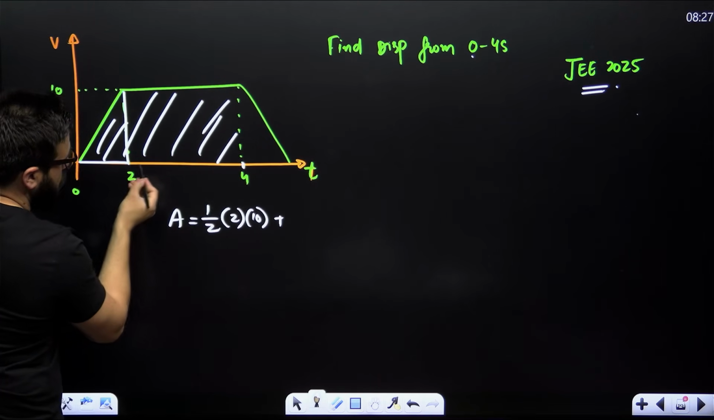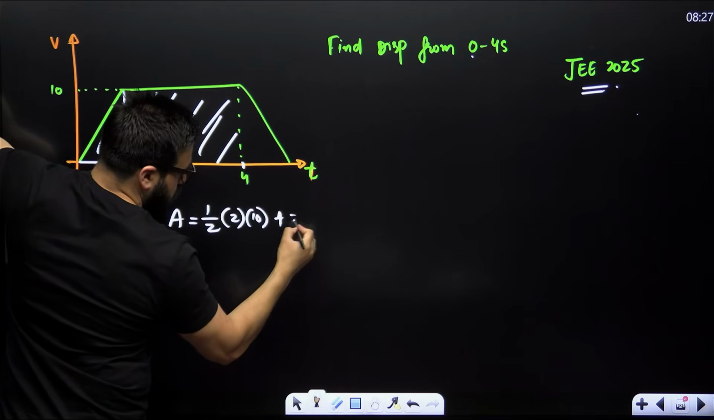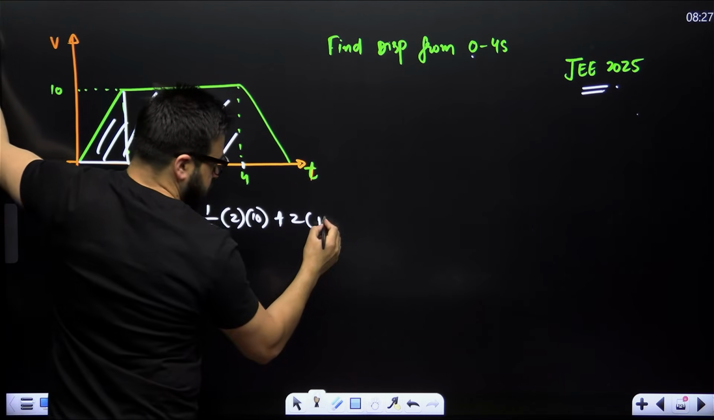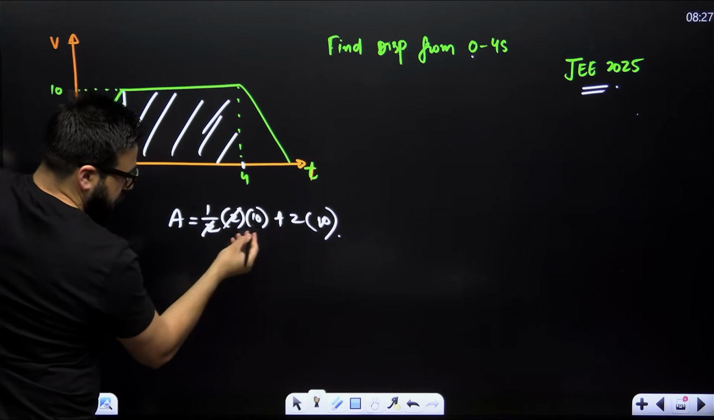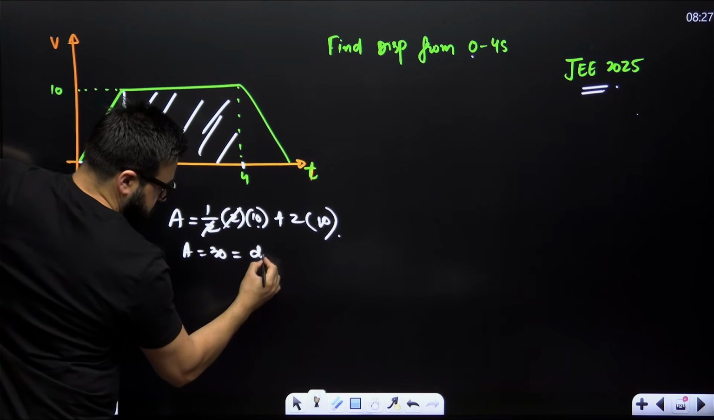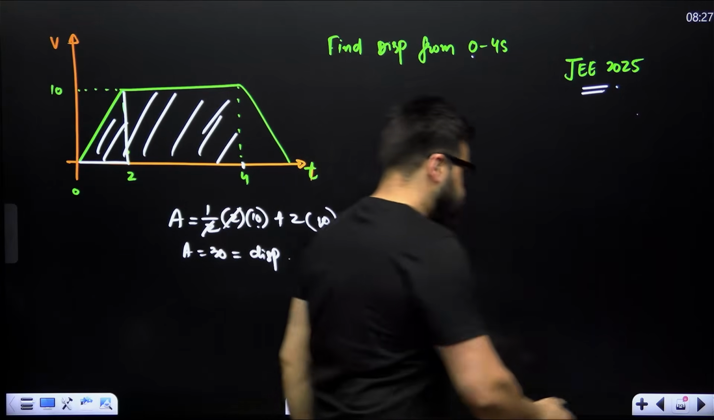Plus area of this rectangle. Its length is 4 minus 2, which is 2. Area of rectangle is length into breadth. So breadth is, I would say, 10. Okay, so 2 and 2 will cancel. 10 plus 20, area is 30. So 30 meter is the displacement in this particular case.